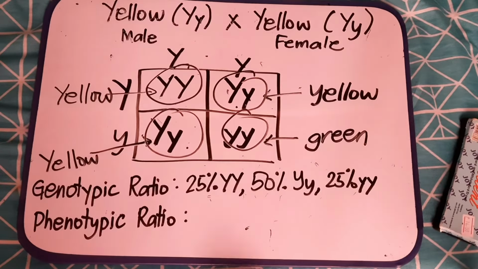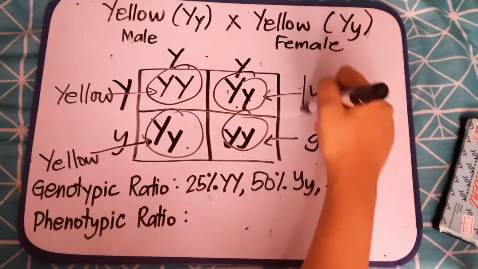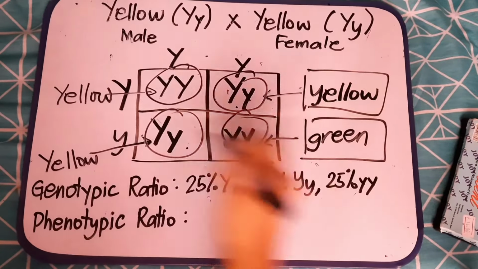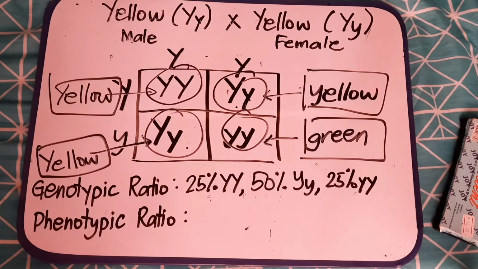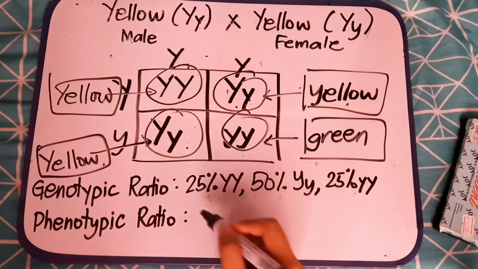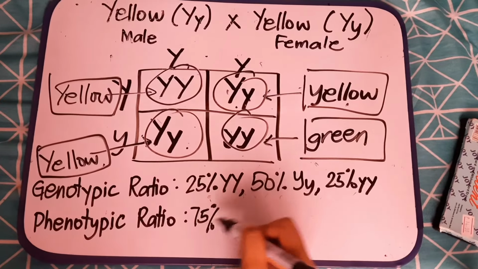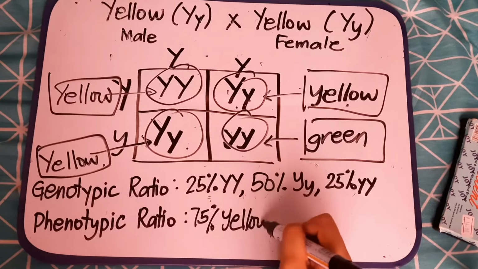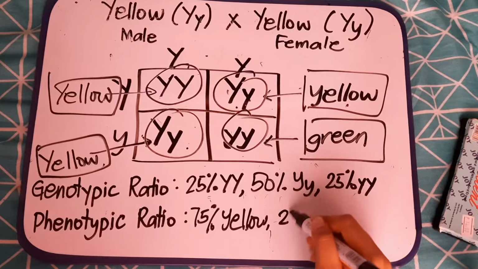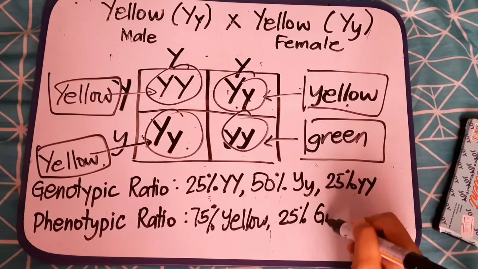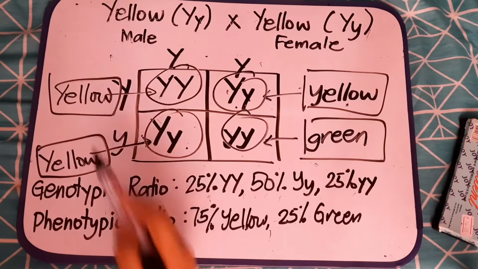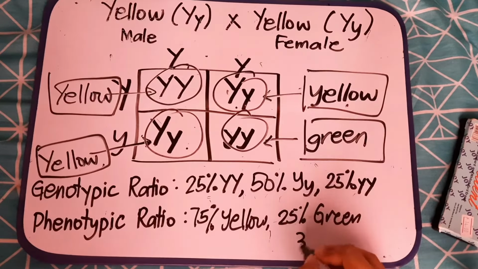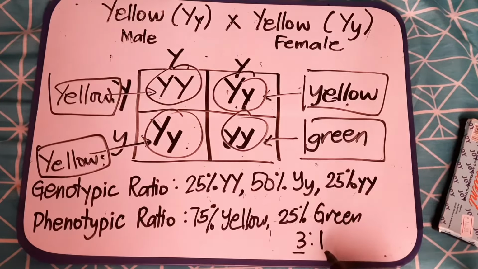Pagdating naman sa phenotype, ang titingnan naman natin is itong mga traits na to. Kasi ito ang tinatawag natin na phenotype. Ilan ba ang may yellow? Okay, ang yellow ay 3. Ibig sabihin, 75% ang ating yellow. And ang green natin ay isa. So, that will be 25% green. When it comes to ratio, ang phenotypic ratio natin ay since 3 ang yellow, this will be 3:1 dahil 3 ang yellow natin at isa ang green.